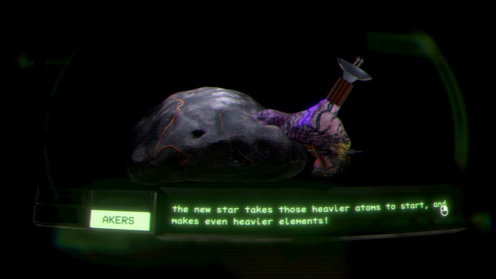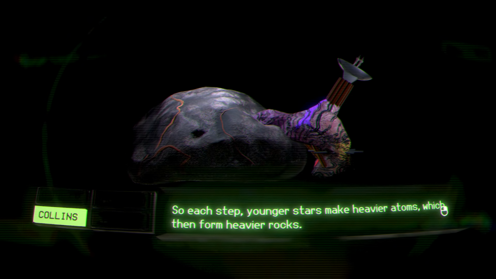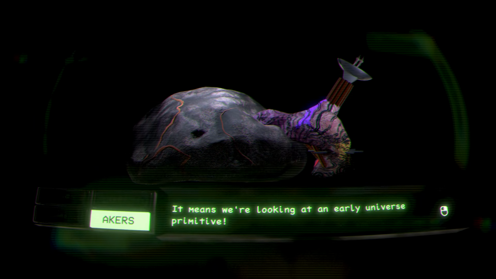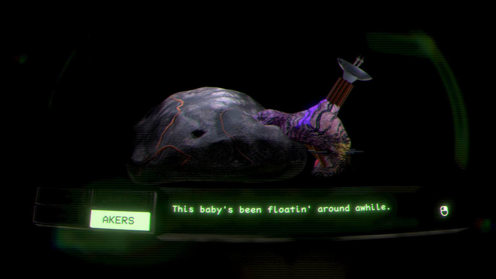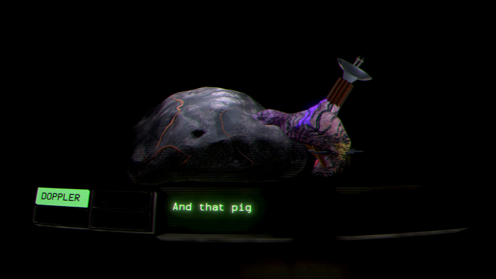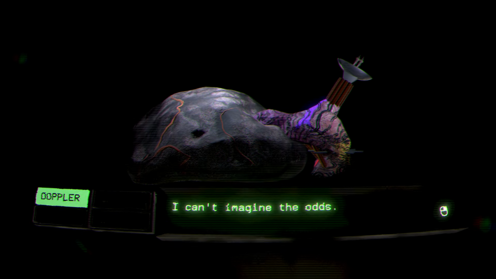Now here's the trick. The new star takes those heavier atoms to start and makes even heavier elements. So each step, younger stars make heavier atoms which form heavier rocks. So if we're low in iron, it means we're looking at an early universe primitive. Baby's been floating around a while. So someone made it into an interstellar carrier pigeon. That pigeon flew to us. What are the odds? Can't imagine the odds.